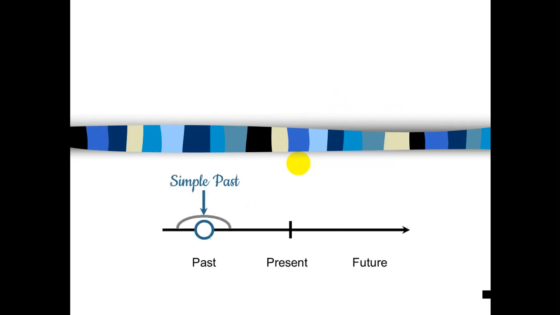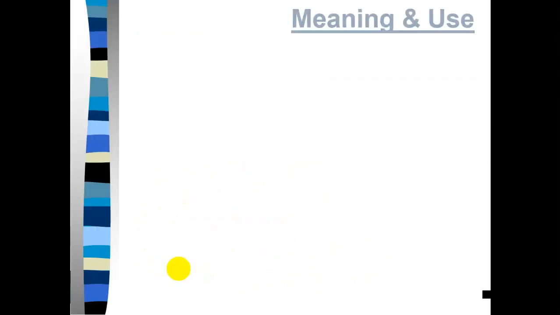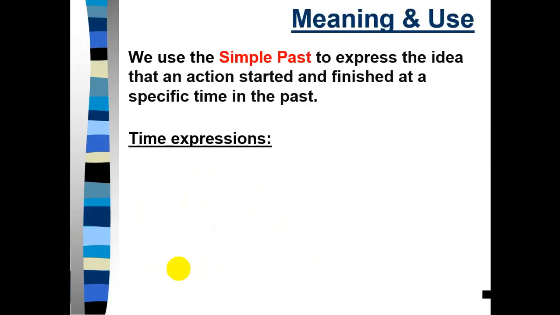Okay, let's start. What we have to focus on today is the simple past. So here we have the present and the future, but today we focus on the simple past. And we have an objective: students have to describe past events, mentioning places, people, and conditions using regular and irregular verbs. Okay? And we're going to focus on what the simple past is.